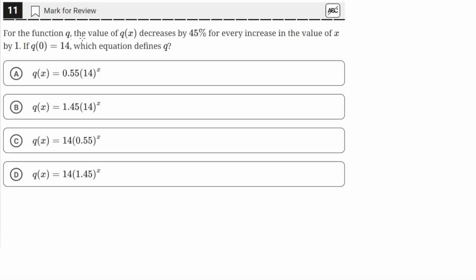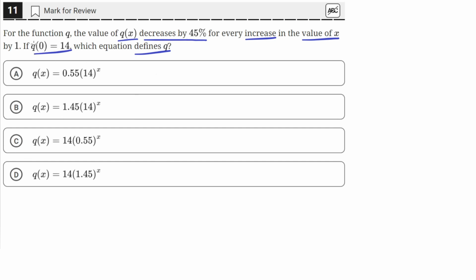For the function q, the value of q of x decreases by 45% for every increase in the value of x by 1. If q of 0 equals 14, which equation defines q? Okay, so we need to find which one of these exponential equations here matches up with the scenario.